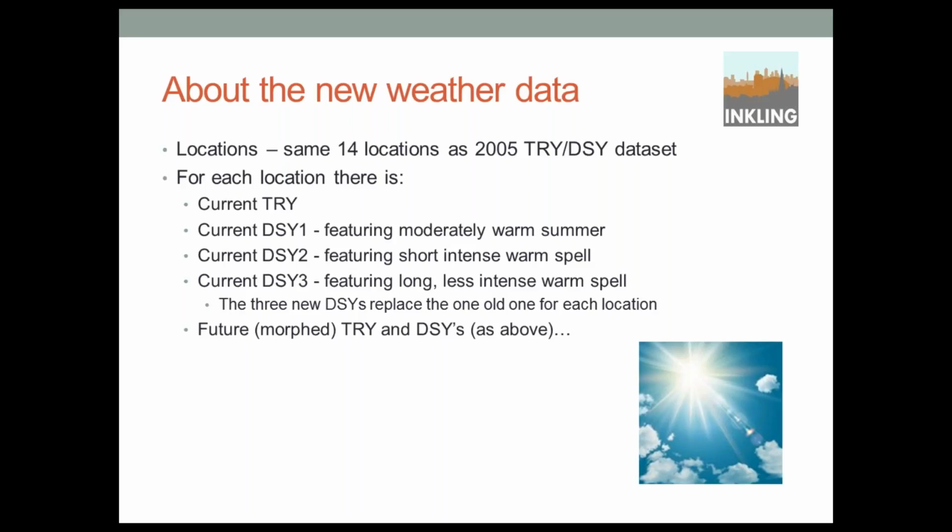For each one of those 14 locations, we've got the current TRY weather file, which is, as Dane has explained, the baseline set, so where we are now, and then the three different DSY files that, again, Dane's just explained: a moderately warm summer year, the DSY 1, then DSY 2 representing a short, intense warm spell, and DSY 3, which represents a longer but less intense warm spell, so a sort of longer heat wave.